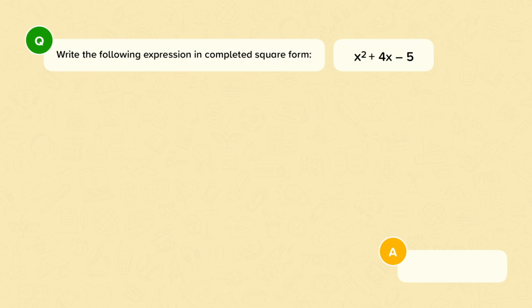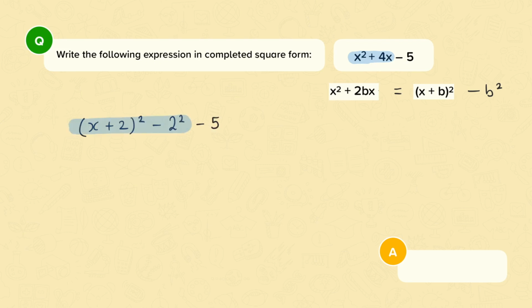Now let's try another one. So write the following in completed square form, and the expression is x squared plus 4x minus 5. So the first thing I'm going to do is look at the x squared plus 4x. I know I want to halve this x term, so I get x plus 2 all squared inside the bracket, minus 2 squared, and then minus 5. So that's x plus 2 in a bracket all squared, minus 4 minus 5, giving me a final answer of x plus 2 squared minus 9.